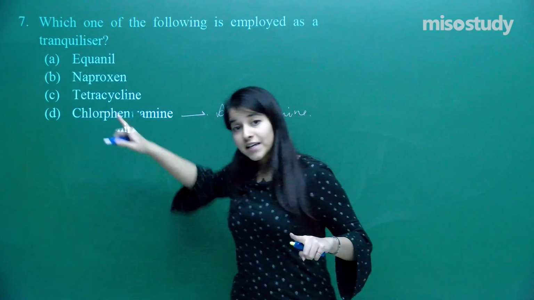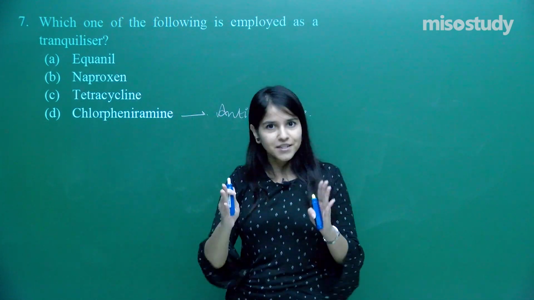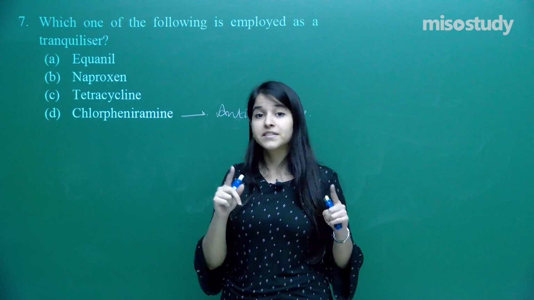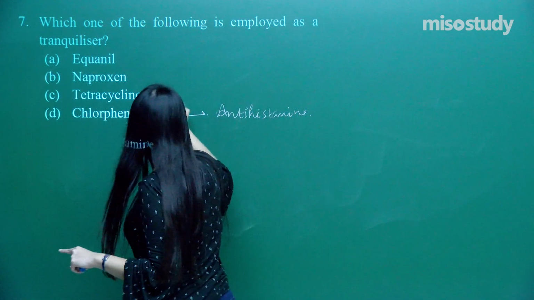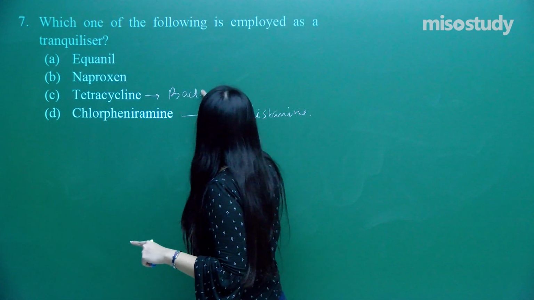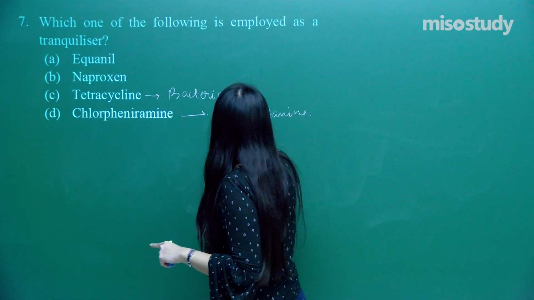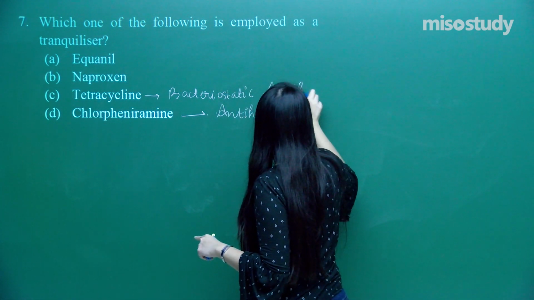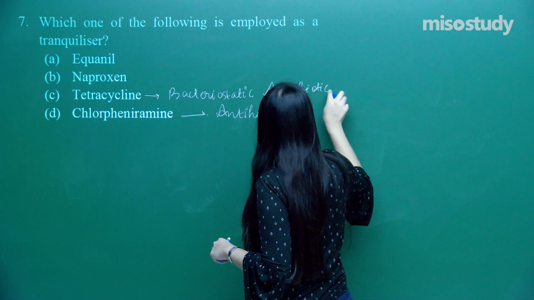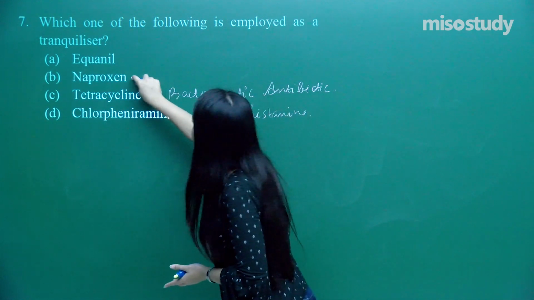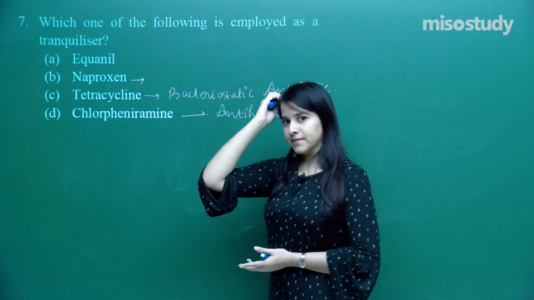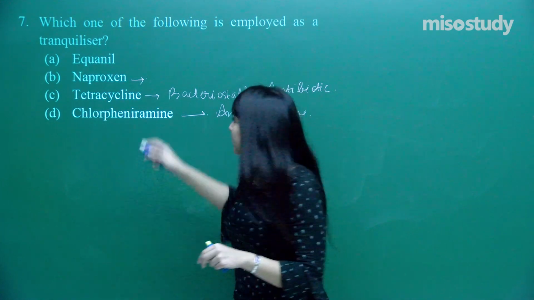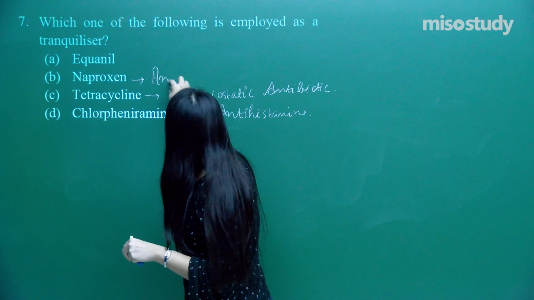Tetracycline, it is also kind of what? Antibiotic, yes. And it is also bacteriostatic, not bactericidal. So that is bacteriostatic antibiotic. So I hope you all are able to recall. What is naproxen? Naproxen is actually a kind of painkiller. So that is an analgesic.